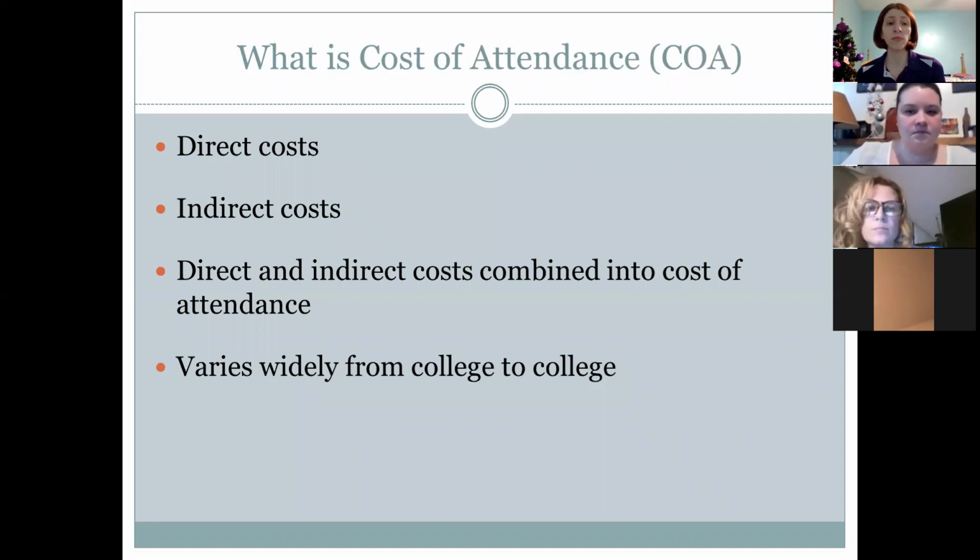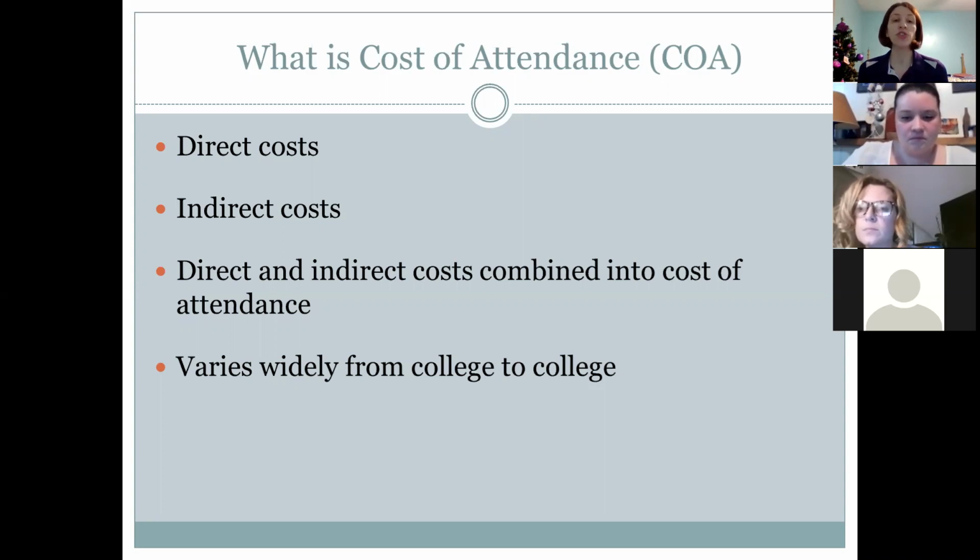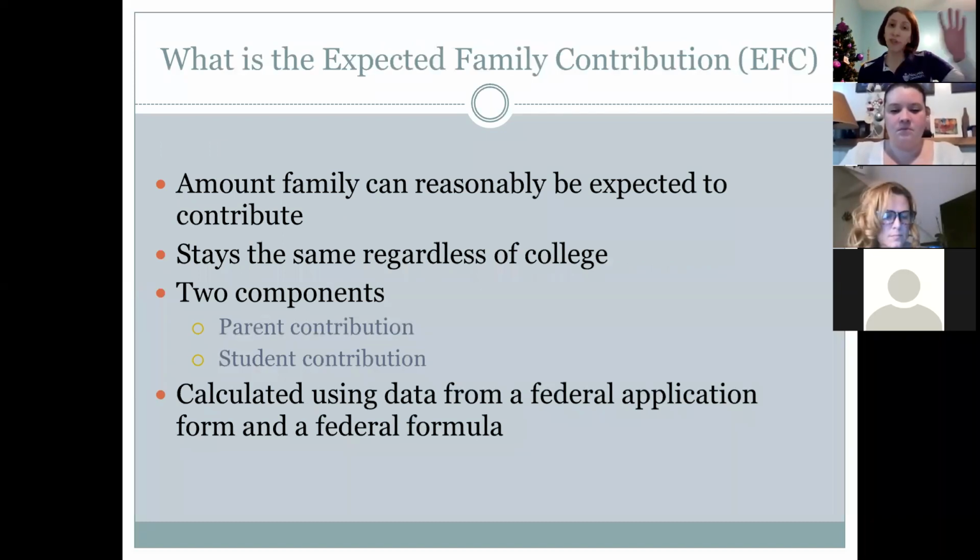So those costs combine into your cost of attendance, and it can vary widely from school to school because every school is different. They're different with their room and board amounts, they're different with their tuition amounts. So your cost of attendance is really individualized to you at each school.